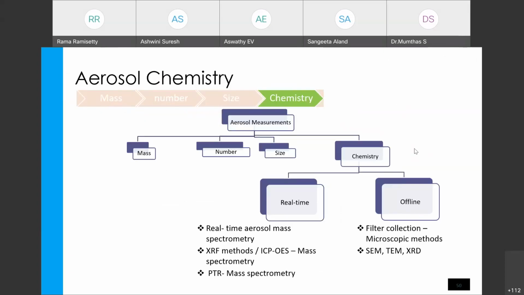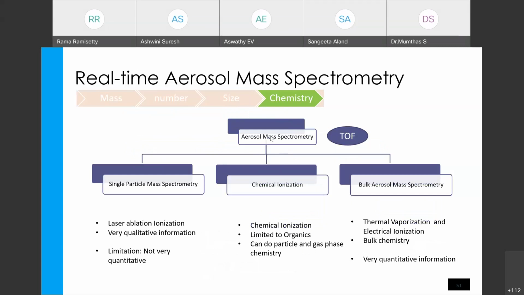I mentioned that the chemistry of the particles is equally important besides mass, number, and size distributions. For chemistry, we have majorly 3 different types of methods. I will say only 2 methods, but all of these belong to either mass spectrometry or spectroscopy. Real-time aerosol mass spectrometry is a very popular technique for chemistry measurements. All are based on time of flight instrumentation, time of flight mass spectrometry. And in these, we have 3 major types.